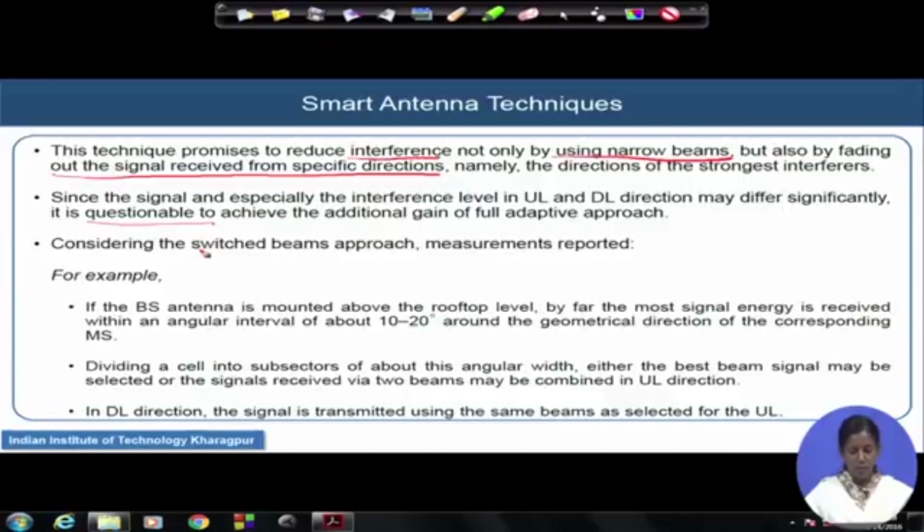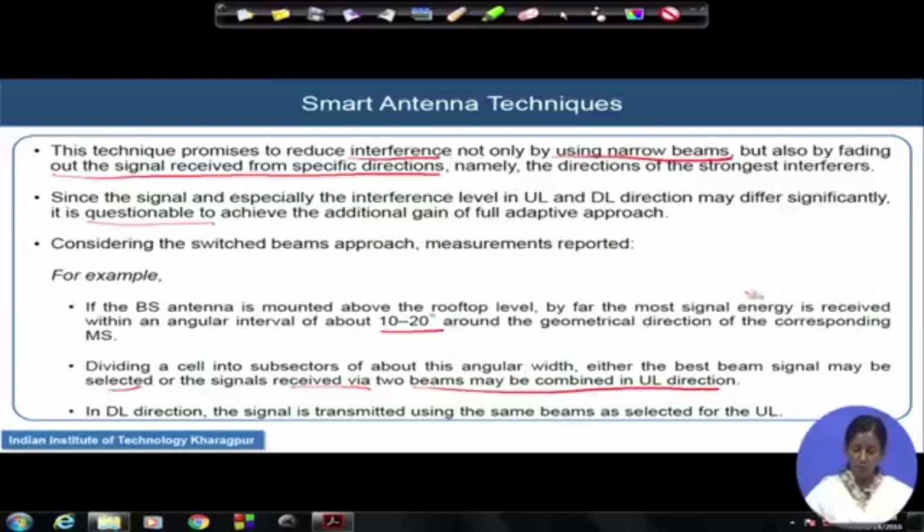Let us have an example. If a base station antenna is mounted over the rooftop level, where most of the signal can be received over an angular spread of 10 degrees to 20 degrees around the geometrical direction of the corresponding image. And now, dividing this cell into subsectors with this angular width, either the best beam signal may be selected, or the signals received via the two beams may be combined in the uplink direction.